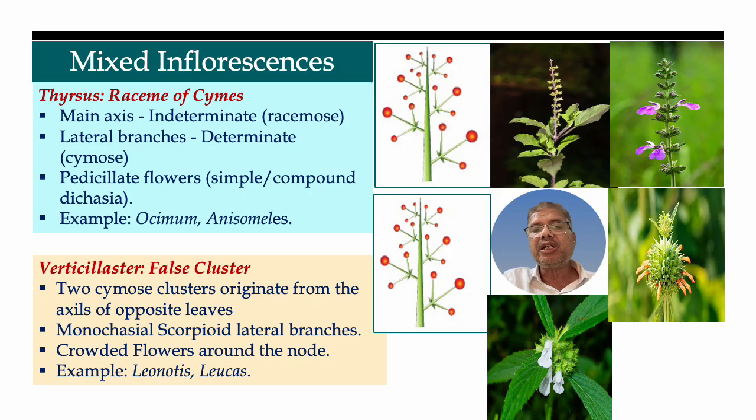A verticillaster inflorescence is a specialized type of inflorescence, primarily found in Lamiaceae, that appears as a pair of opposite condensed cymose inflorescences, or clusters of flowers, appearing as a whorl around the stem. It is not a true whorl, but rather two cymose clusters originating from the axils of opposite leaves.